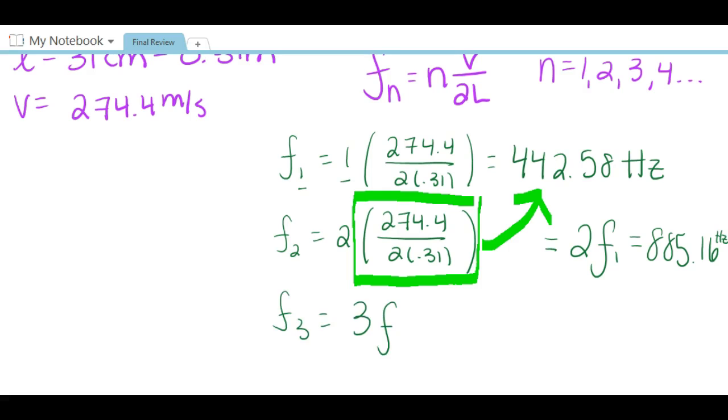And the third, we can do 3 times the fundamental. So we do 3 times 442.58, and that's going to give us 1,327.74 hertz. So they all differ by the fundamental frequency of 442.58.